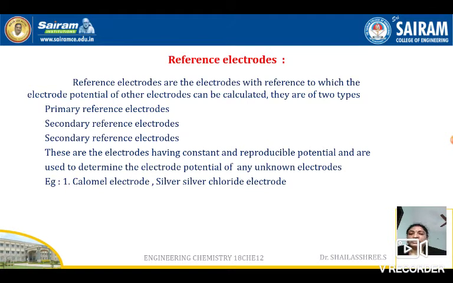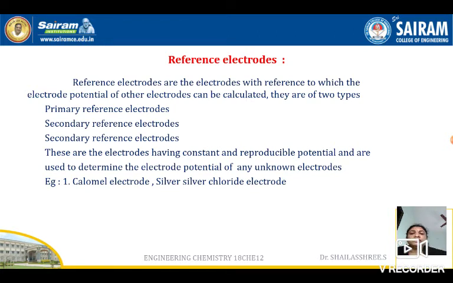What are primary reference electrodes? Primary reference electrodes are the electrodes having a constant or known potential. For the primary reference electrode, the example is the standard hydrogen electrode. Previously, the standard hydrogen electrode was used and you should have studied this in your earlier classes. Now the standard hydrogen electrode is no more used. No primary reference electrodes are used now. We will be using only the secondary reference electrodes, due to the difficulties caused by the standard hydrogen electrode.